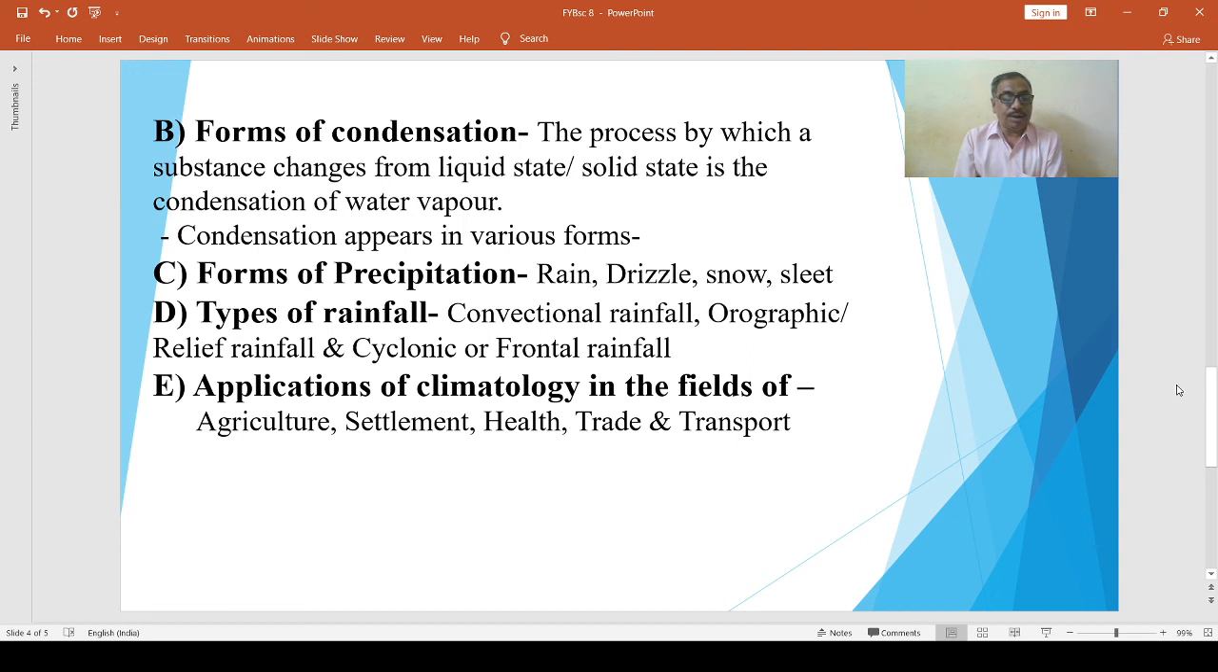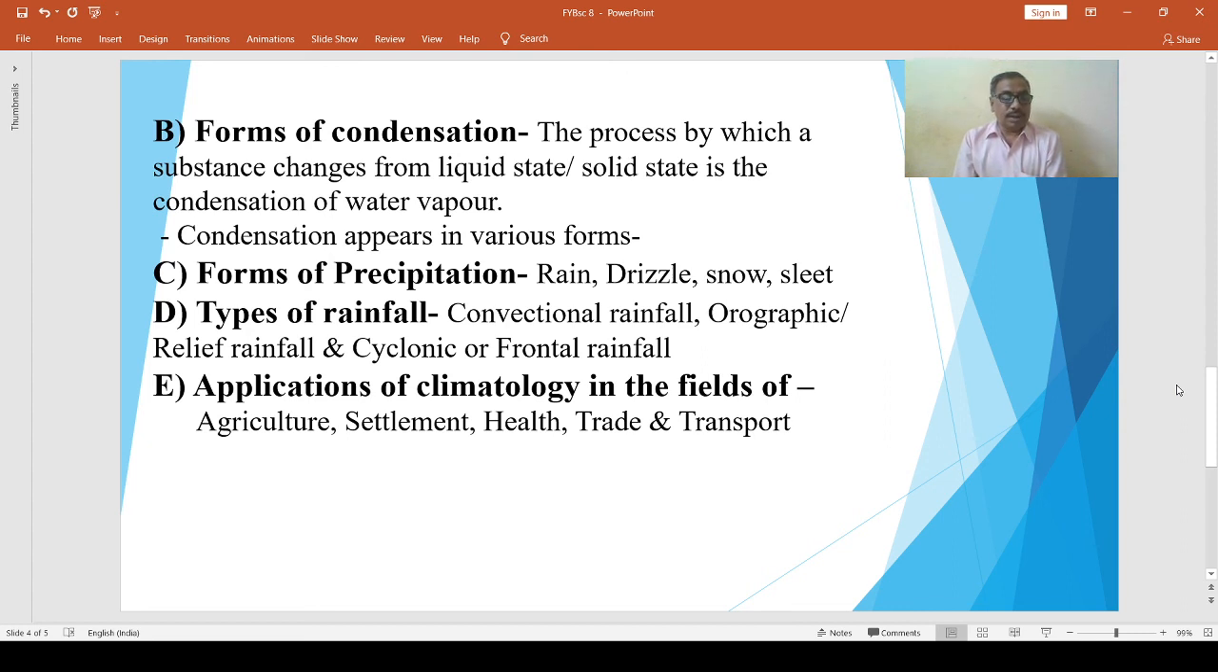Then health. Weather has a profound effect on human health and well-being. It has been demonstrated that weather is associated with changes in birth rates, various diseases, pollution levels, etc. Air pollution and health: medical climatology studies the relationship between human health and climate.